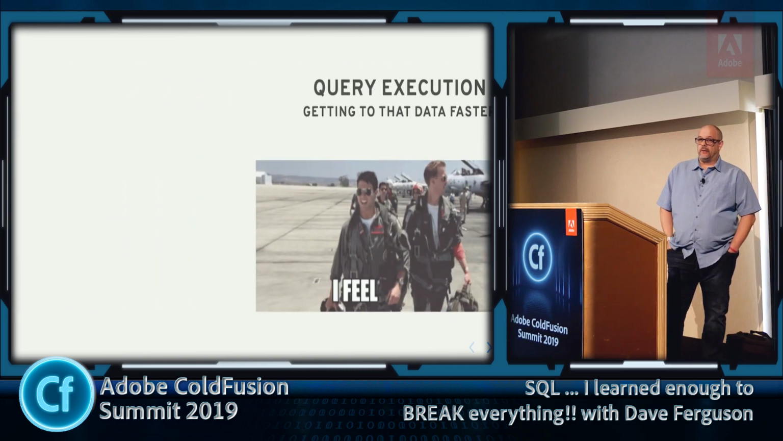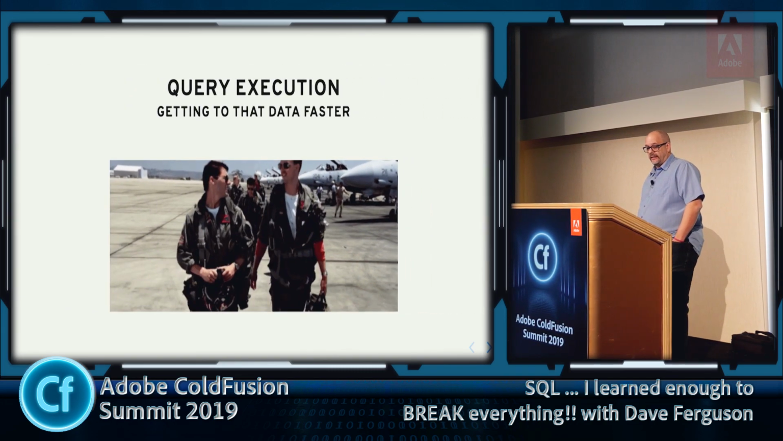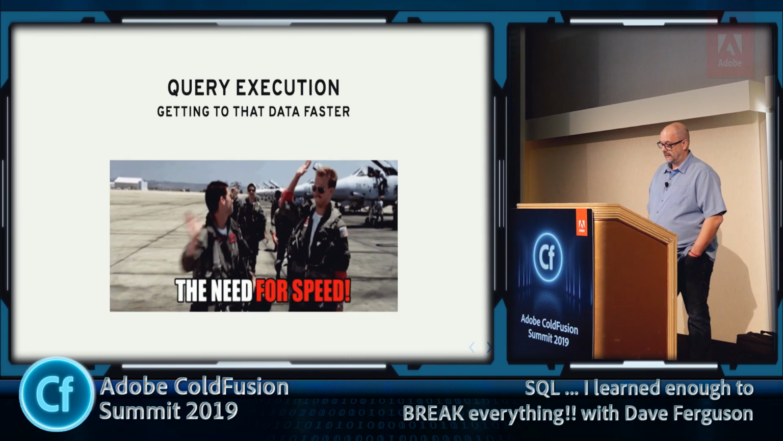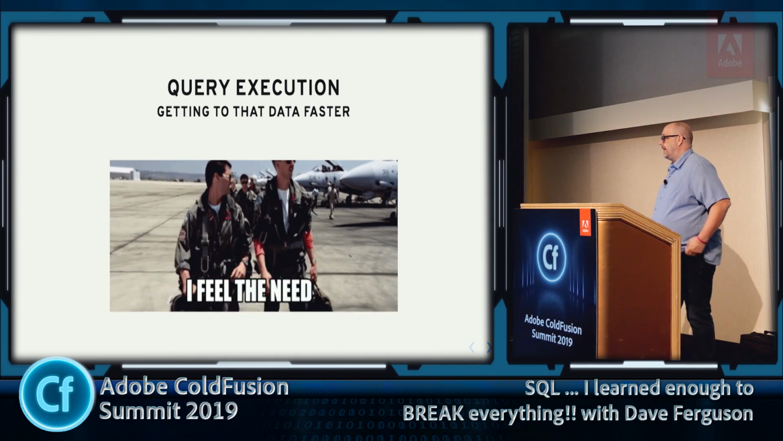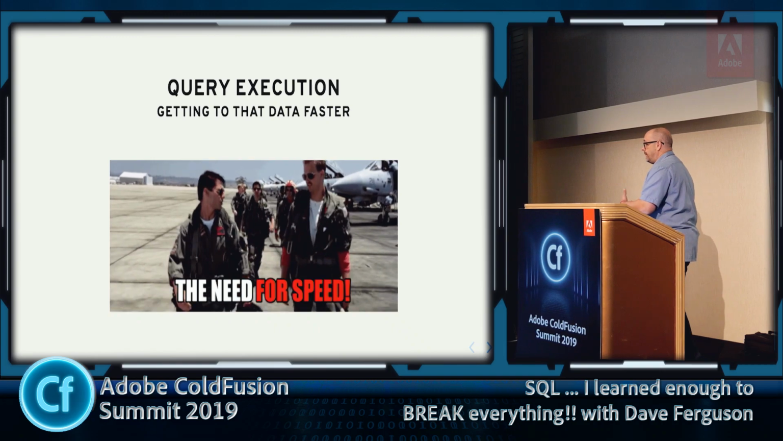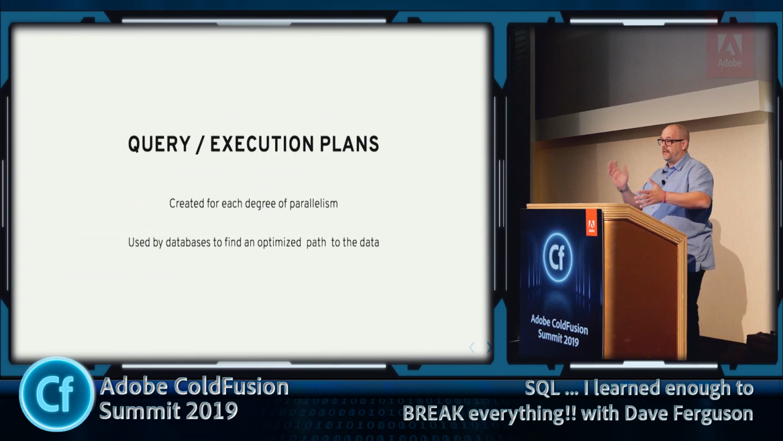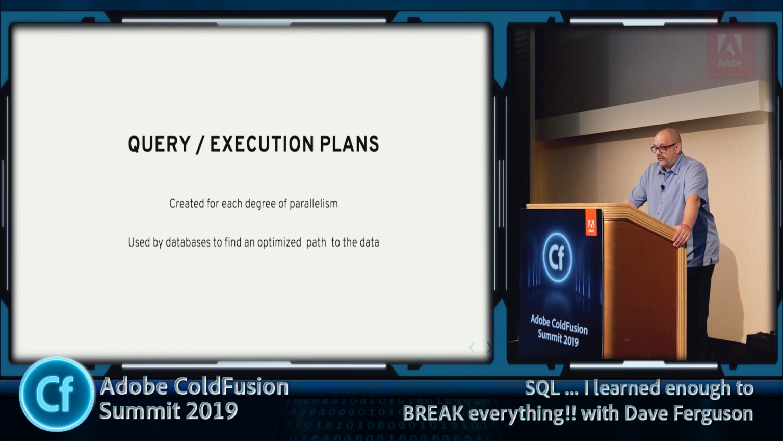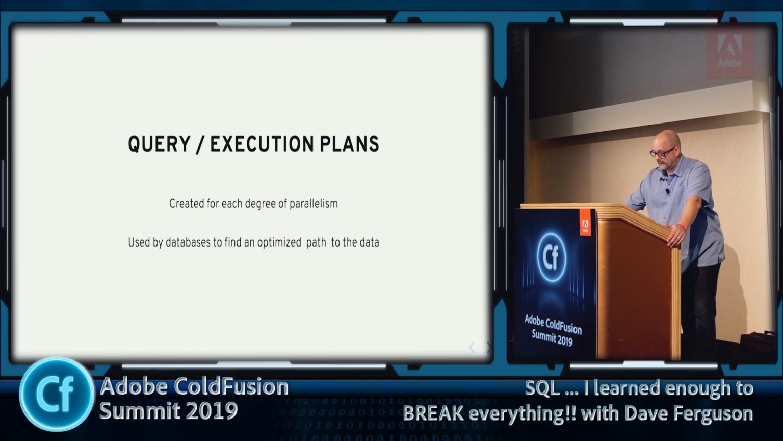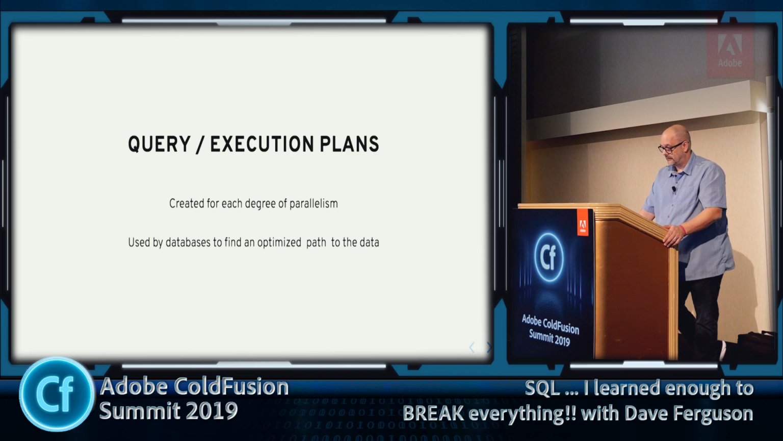So the first thing, when you write a query statement and send it to the SQL server, it's going to create an execution plan. It's going to create one for every degree of parallelism for your query, basically how many times you can split it up and run it on different data, on different processors. And it's used by the database to optimize the path to get to your data. It creates one for every SQL statement coming through, whether you want it to or not.